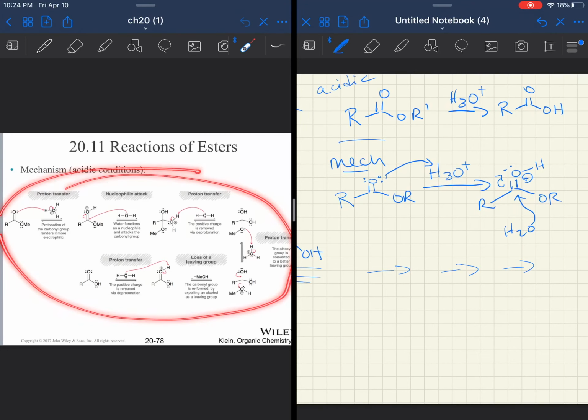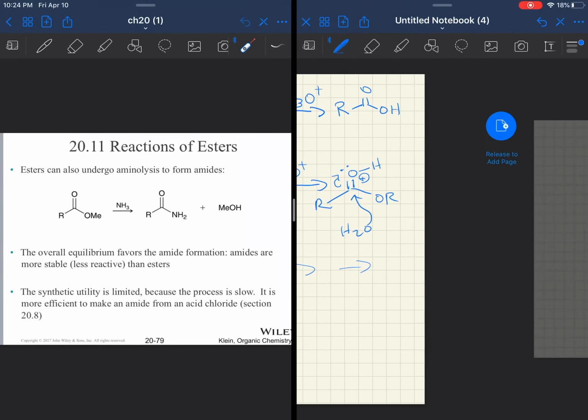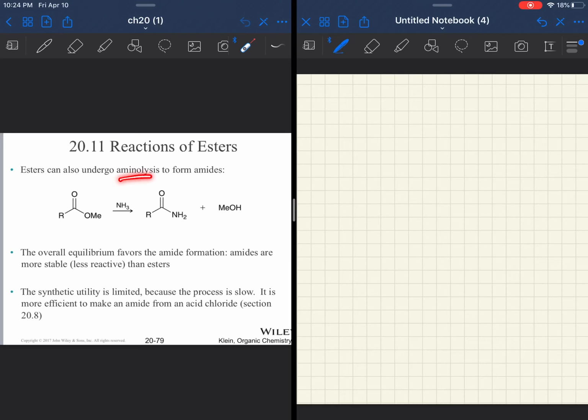And also, just a note here, it really is just the reverse of Fischer esterification. Since we just went through that a few slides back, you can refer to that as you try to move forward here. Or, here's a picture of it. Okay, so we can still do hydrolysis. This is jumping straight to aminolysis. I'm going to also add in here, alcoholysis is possible, as is aminolysis.